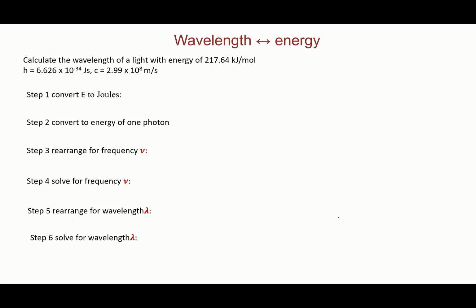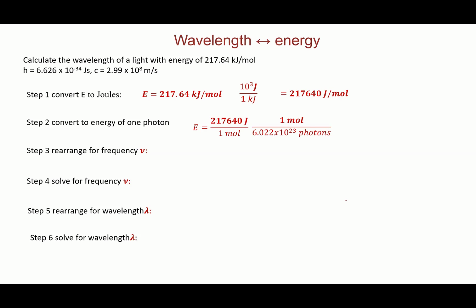So if we have a light with the energy of 217.64 kilojoules per mole, what would be the wavelengths? First step is going to be converting energy from kilojoules to joules. That can be done using the SI prefix to get the energy in joules per mole. And then second step is going to be finding the energy of one photon. And that's going to be done by dividing by Avogadro's number to find the energy of one photon with this value right here. Third step, rearrange Planck's formula to solve for frequency.